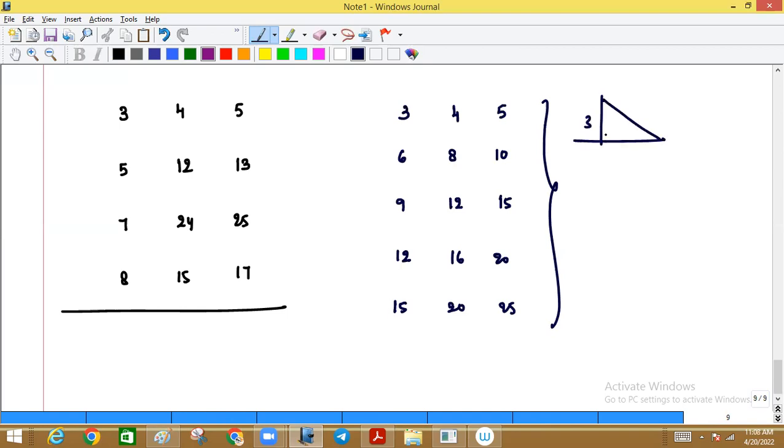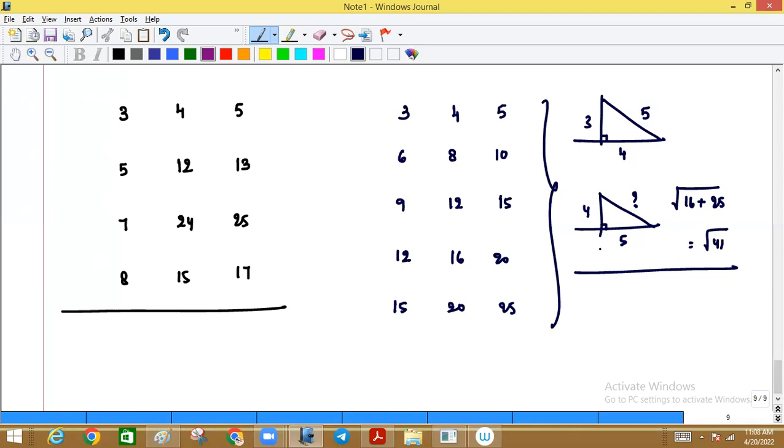If it is 3 and this one is 4, you can say it is 5. If it is 4 and 5, how much is this? It is under root of, hypotenuse always under root of what? 4 square plus 5 square, 16 plus 25, root of 41. But you are not supposed to use the triplet and say 3, 4, 5. Always make sure when you're using the triplet, the hypotenuse should be the larger side. You can't say it is 3, 4, 5. Even if it is a right angle triangle, you can't say it is 3 because the hypotenuse is always the larger side.